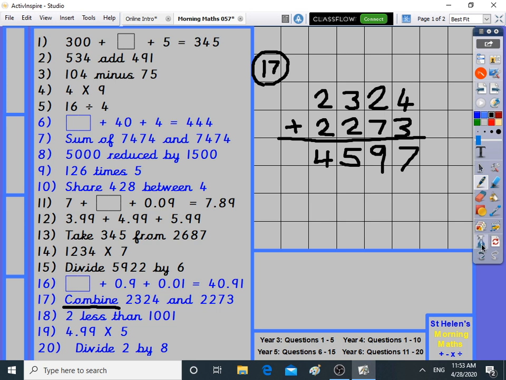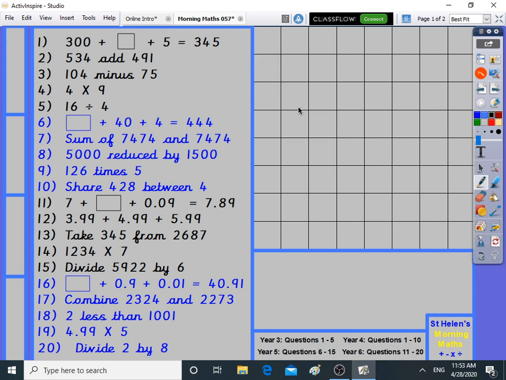If you're one of those people who gets very high marks in your tests, you'll probably know that when you get just 1 or 2 questions wrong in a test, it's not usually the hard ones you've got wrong, is it? It's usually easy ones where you've made silly mistakes. Number 18, 2 less than 1,001. My head's telling me this is 999. I'm going to check it on paper.